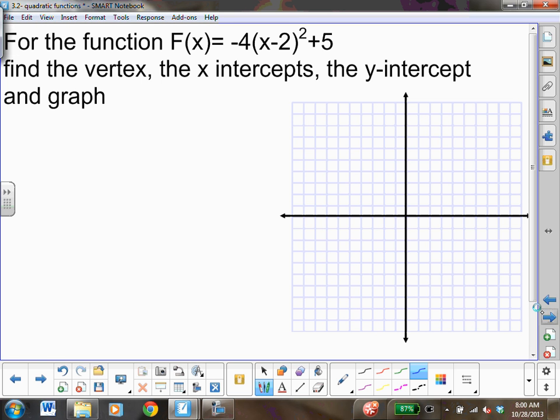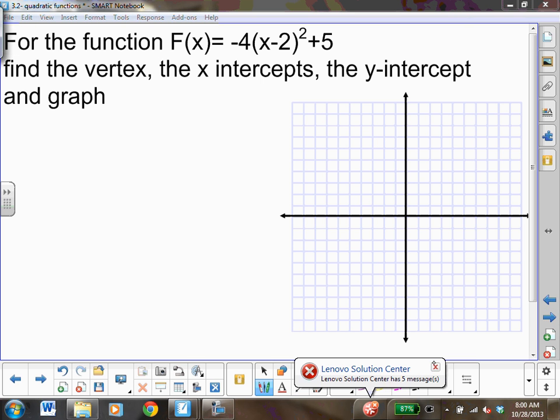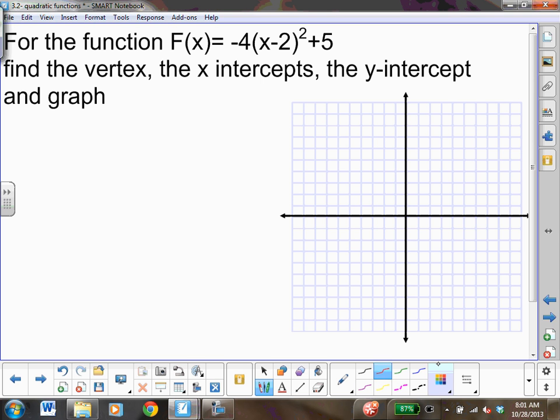For the function f of x equals negative 4 times x minus 2 squared plus 5, find the vertex, the x-intercepts, the y-intercepts, and graph. So first, I could graph this right now. I know that I have a vertical stretch of negative 4. I know that I'm going to shift forward 2 and up 5. The forward 2 and up 5 give me my vertex.